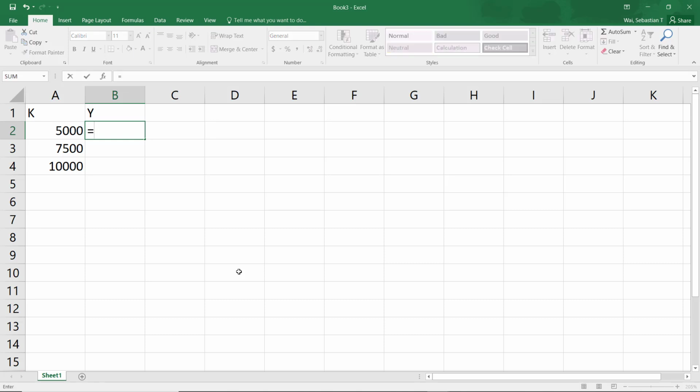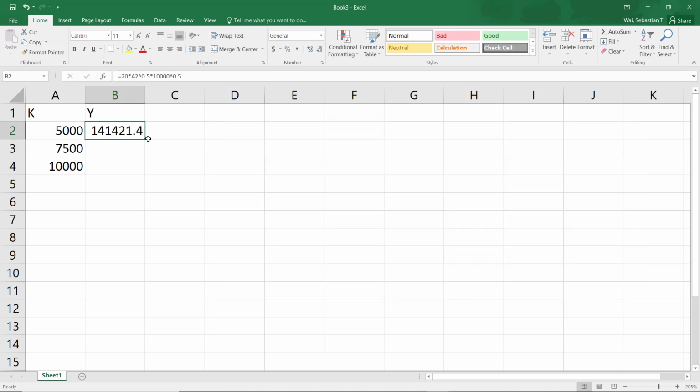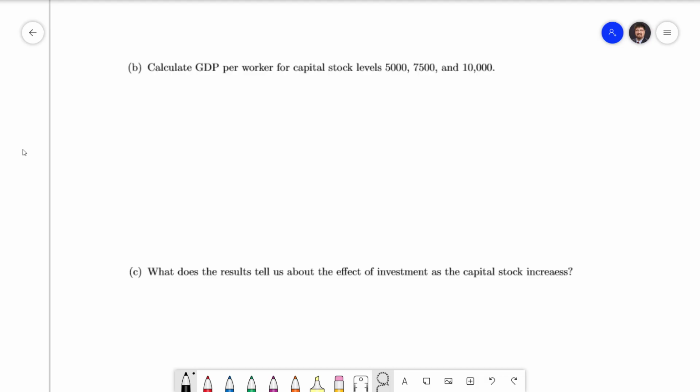Remember that we have a Cobb-Douglas function with total factor productivity of 20, and then we have K, which we have right here, to the 1/2, so I'll just put 0.5, times L to the 1/2. And L here, we had 10,000. We were given that in the problem. I'm going to take that to the 0.5 as well. Then I'm going to copy this formula all the way down. And that's going to give us our GDP.